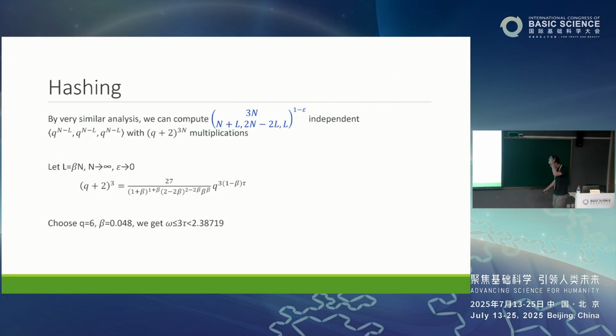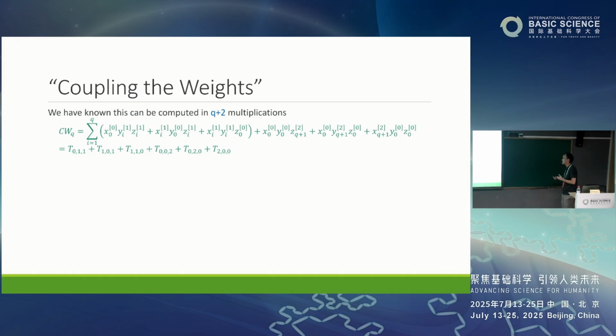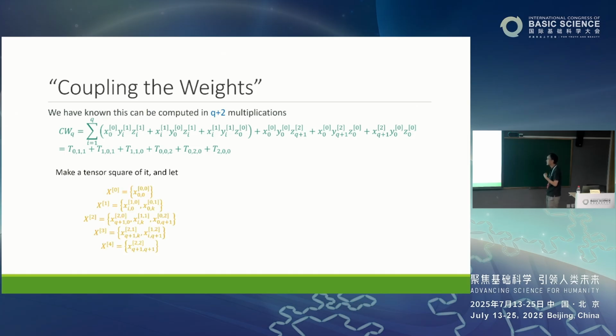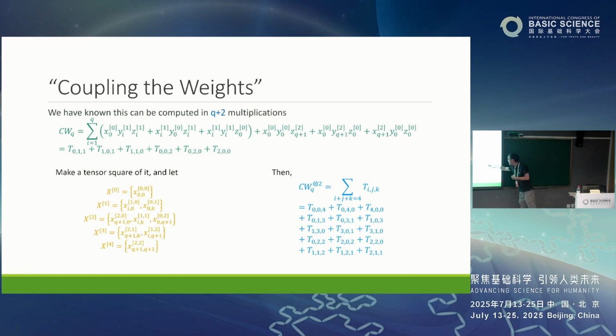Then to improve this time bound, Coppersmith and Winograd also consider the second power of this tensor. Let's take a tensor square of it, then analyze the second tensor power of CW_q. That is, for every term where the sum of the indices is 4, there's a term.